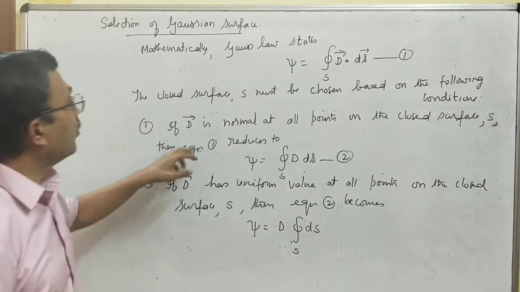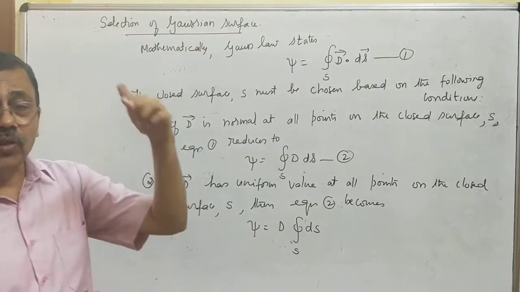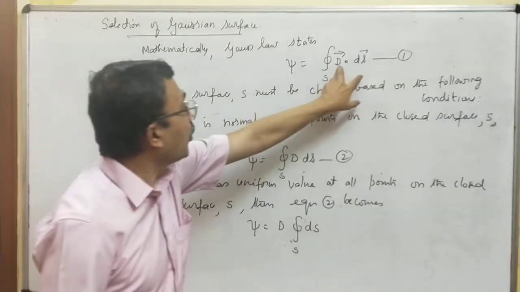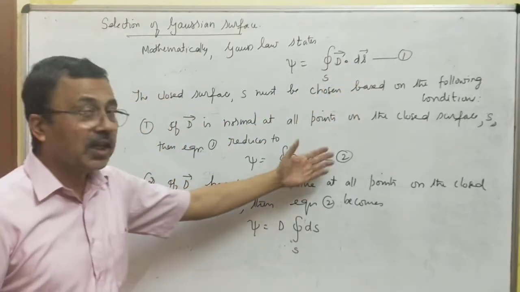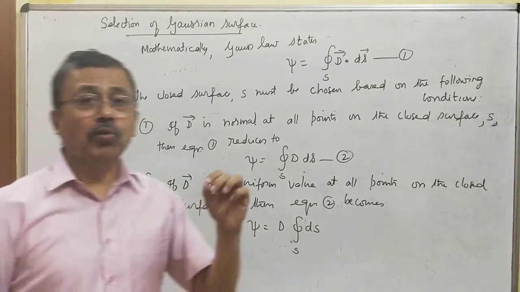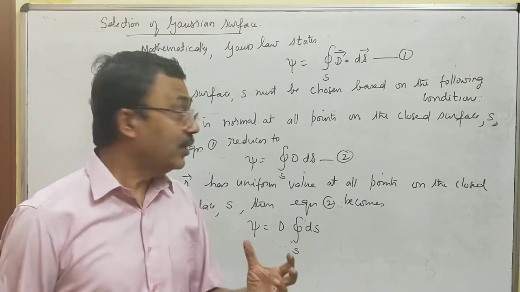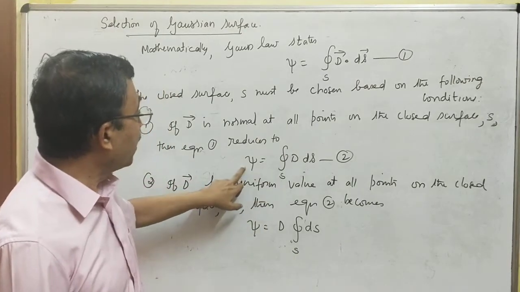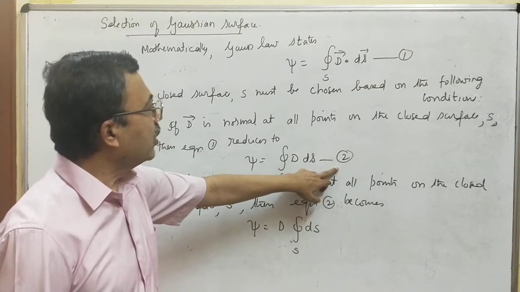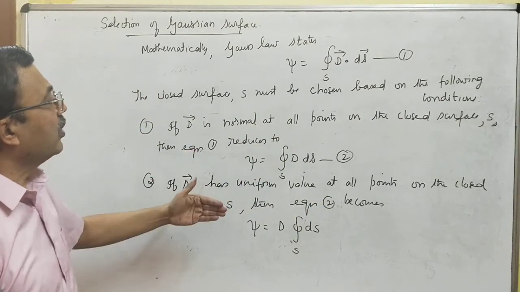Condition 1 is vector D must be normal to the surface S. When vector D is normal to the surface S, the dot product becomes a simple mathematical product. Second criterion is, if vector D has uniform values at all points on the closed surface, then D can be taken outside the integral in equation 2. Based on these two conditions, correctly select the Gaussian surface.